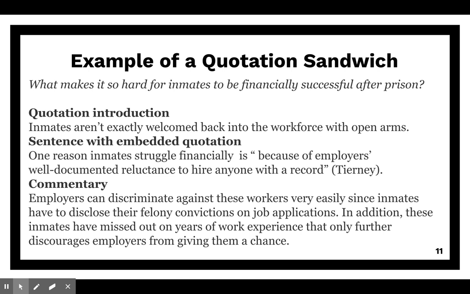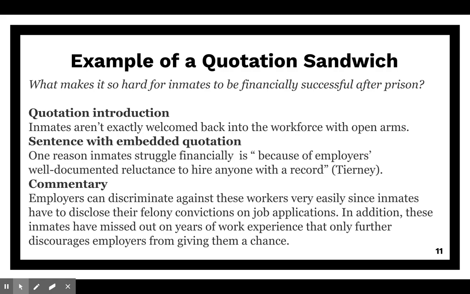And then my commentary says, employers can discriminate against these workers very easily since inmates have to disclose their felony convictions on job applications. So that's basically just like a piece of common knowledge. In addition, these inmates have missed out on years of work experience that only further discourages employers from giving them a chance. So you see how I have got a quote, right? But I'm providing plenty of my own context and introduction and commentary around it. So when I read this little chunk of text, it feels like my writing and not just as if I am overutilizing or letting the quotes or the information from the sources dominate what I'm trying to say.